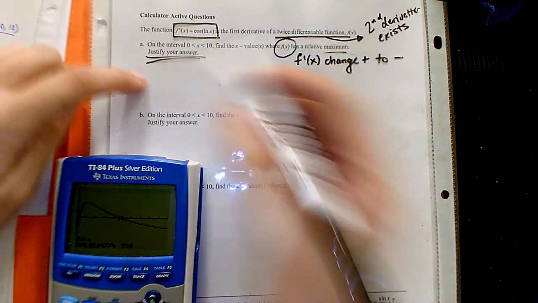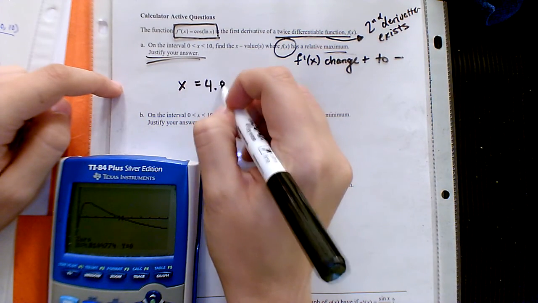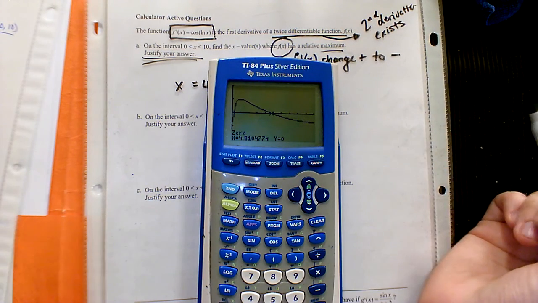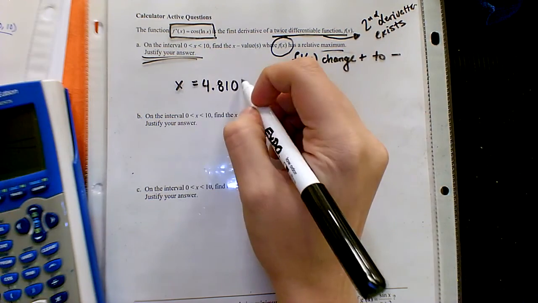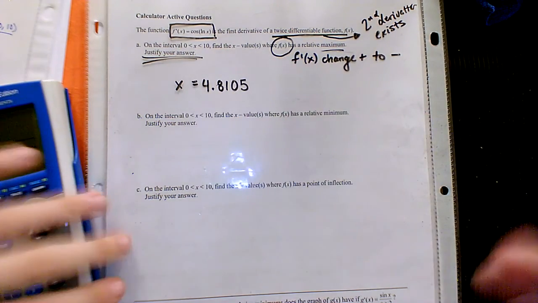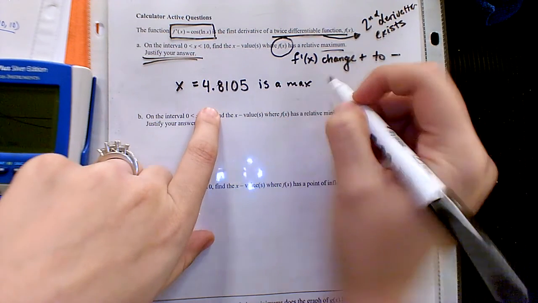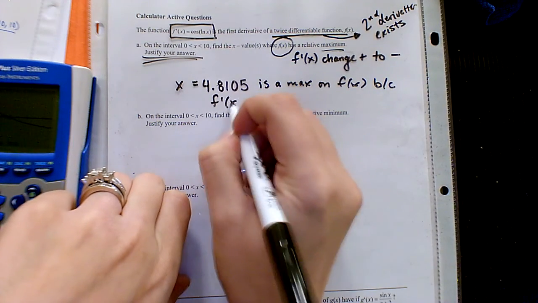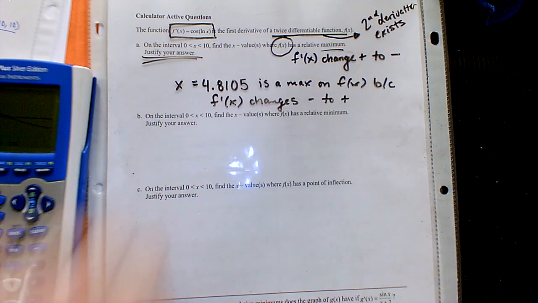All right, so we'll say x equals 4.810. Okay, you go to 4 decimal places. You could either write 4 if you chop it, or you can round it to 5. Up to you. So 4 or 5 there is perfectly acceptable. Okay, so this is a max on f of x because f prime changes negative to positive.